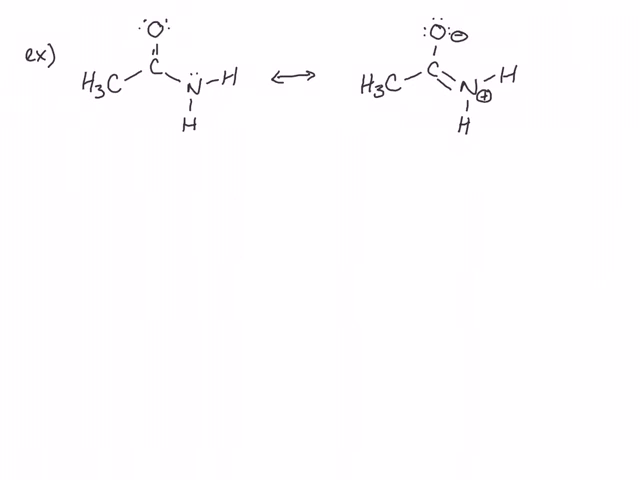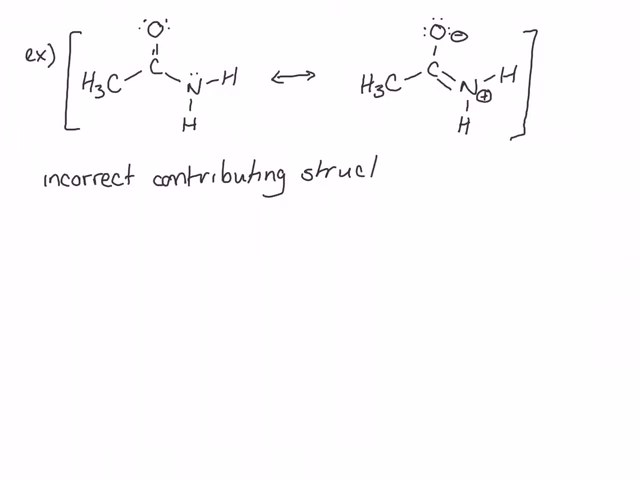And so what this does is it creates a resonance contributing structure to the resonance hybrid that follows all of the rules we've talked about previously. And to illustrate these rules, I want to show you some incorrect contributing structures to this molecule. So the first incorrect contributing structure that we'll look at is this one.